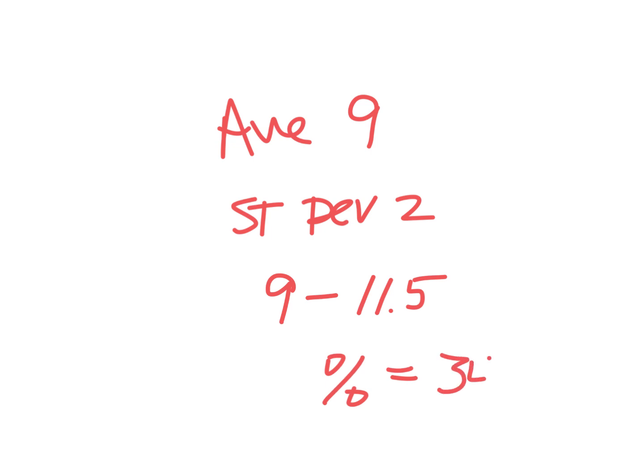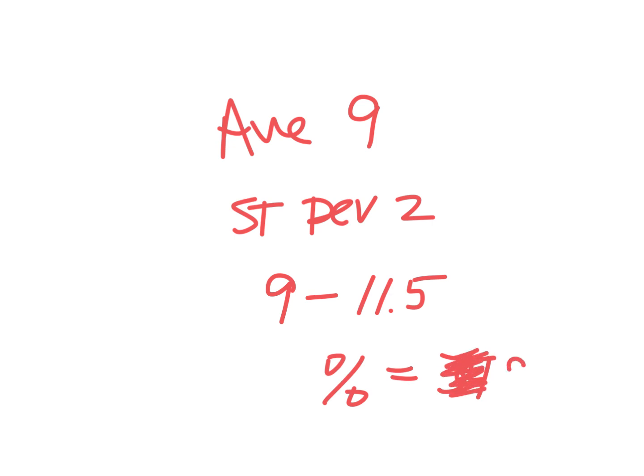Did you guys get 34% of kids? Uh-oh. Oh, I didn't do 11.5. I typed it in wrong. My bad. Okay, how about 39%? Yeah. All right, good. So 39%.